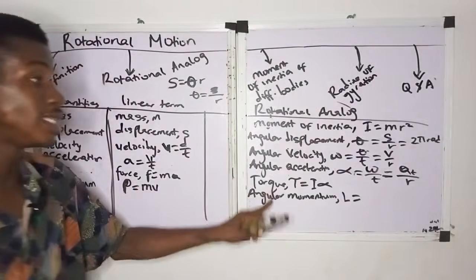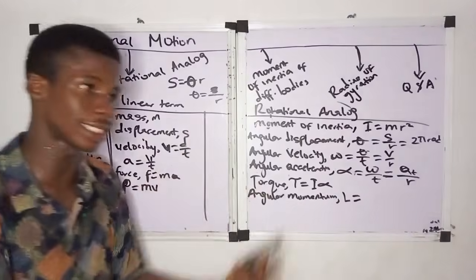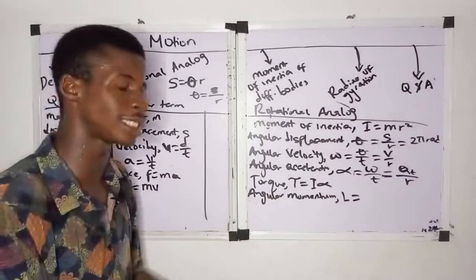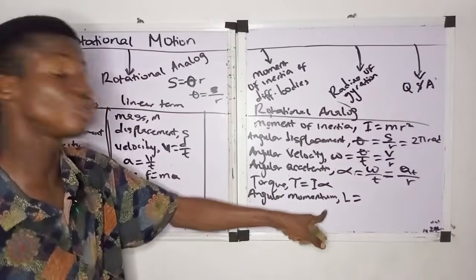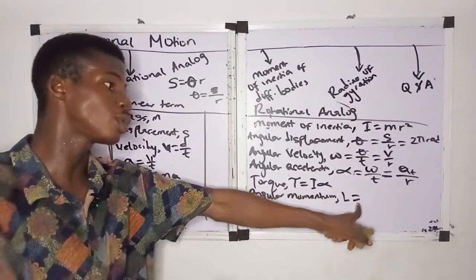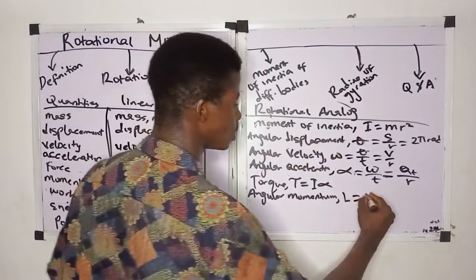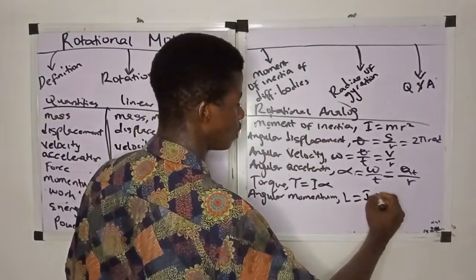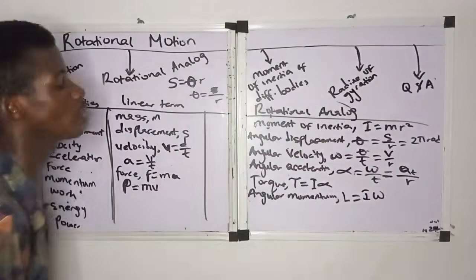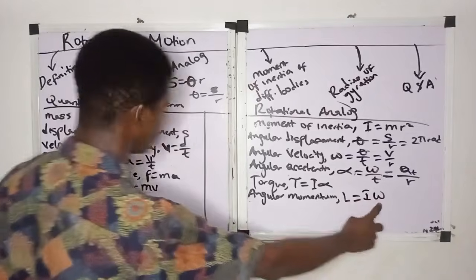In rotational terms, angular momentum L is equal to moment of inertia times angular velocity. This is angular momentum, which equals moment of inertia times angular velocity.